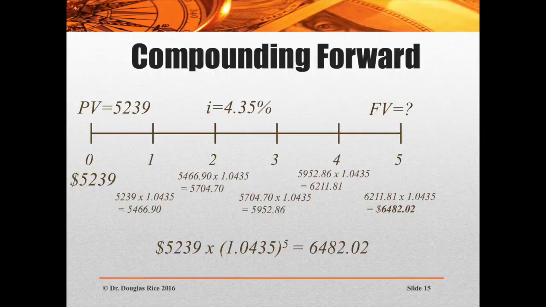Now, if we take this step by step, the calculations would look something like this. 5239 times 1.0435, which is 4.35%, plus of course the principal again. So the principal is 1.0, and the 0.0435 is the additional interest. So the 5239 would turn into 5466.90 the first year. And then you'd have to do it for the second year, third year, fourth year, fifth year. You'd end up with 6482.02.